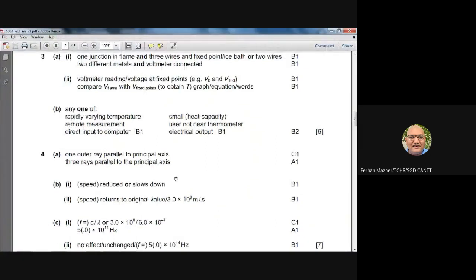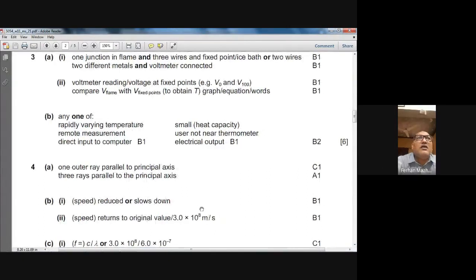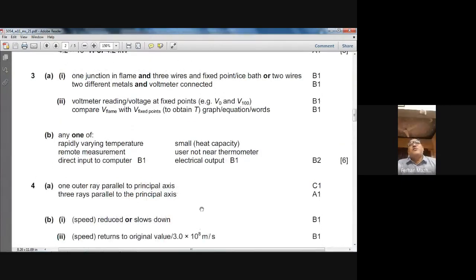If you look at the marking scheme, question number 3, part A, part 2, it says voltmeter reading voltage at fixed points, for example, V naught and V100. Compare the voltage of the flame with the voltage of the fixed points to obtain graph, equation, or words. Okay. So we have done perfect answers. You can also check the marking scheme here. I think that we have written the perfect answer.